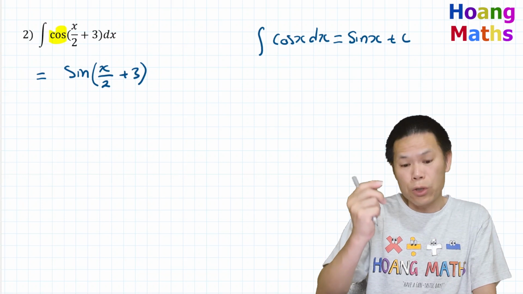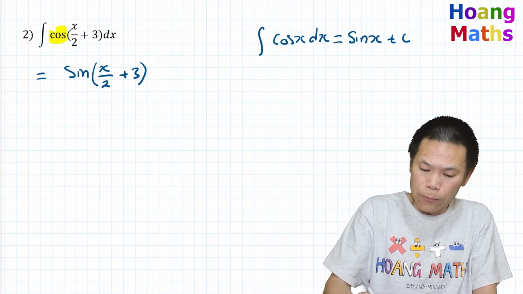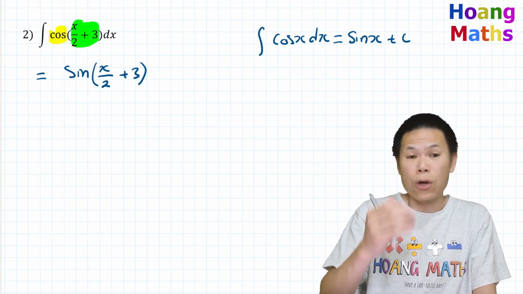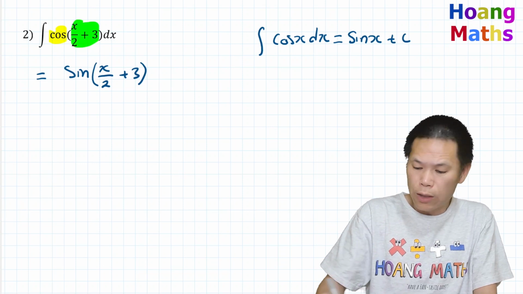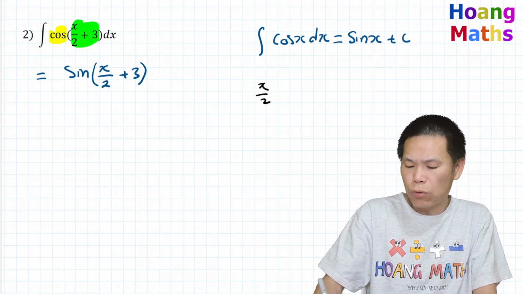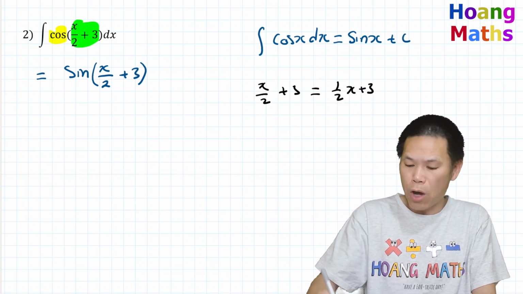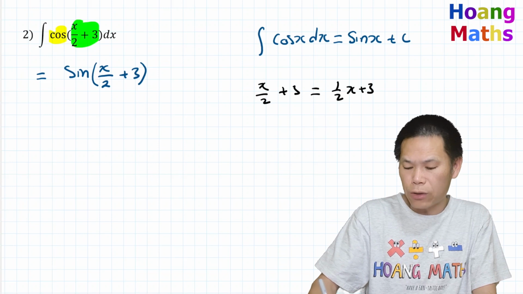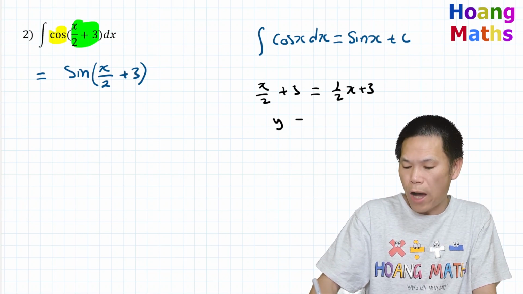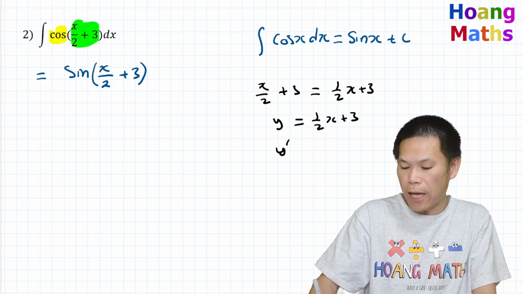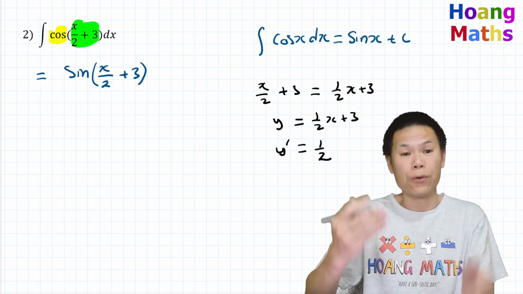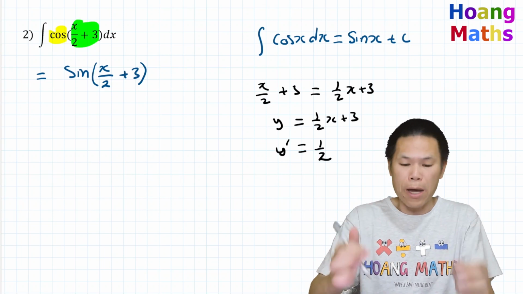And then we differentiate the angle. So differentiate a half of x plus 3. Remember, x over 2 plus 3 is exactly the same as a half of x plus 3. So keep that in mind. If we differentiate that, let's say we write y is a half of x plus 3, we differentiate that and get a half, right? So therefore, we just divide by a half.